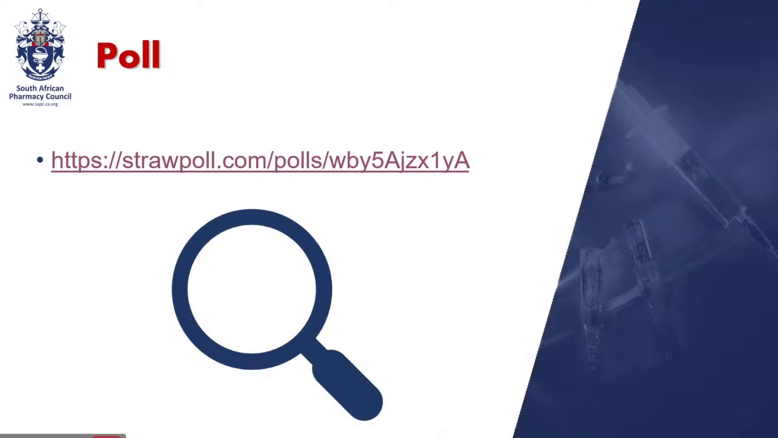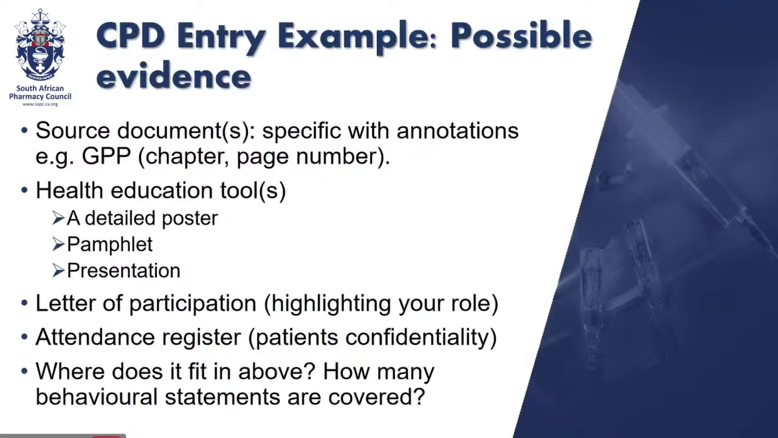Just the attendance register without any annotation is meaningless. Just a photo or just a poster without any annotations doesn't have any meaning. So possible evidence that you could have included: the source documents with specific annotations, the GPP, the page number and the chapter, health education tools, the detailed poster that you provided, or you have decided on a pamphlet that you're going to create, or you're going to do a presentation. So any of those tools.